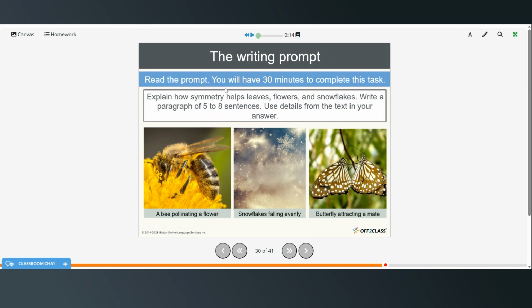Okay, so read the prompt. You'll have 30 minutes to complete the task. Explain how symmetry helps leaves, flowers, and snowflakes. Write a paragraph of 5 to 8 sentences. Use details from the text in your answer.